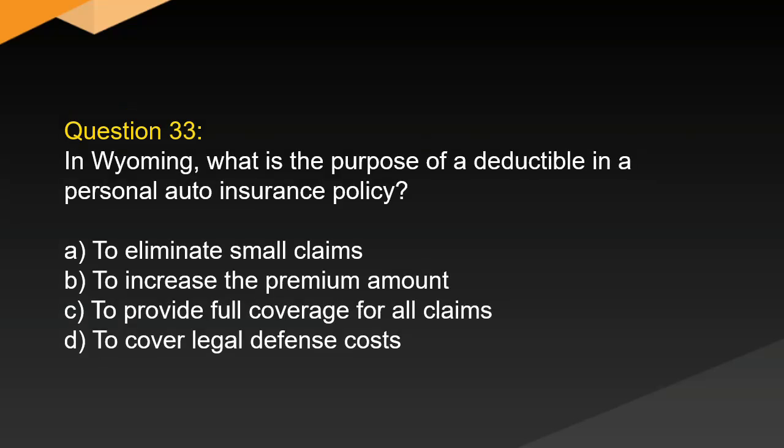Question 33. In Wyoming, what is the purpose of a deductible in a personal auto insurance policy? A. To eliminate small claims. B. To increase the premium amount. C. To provide full coverage for all claims. D. To cover legal defense costs.